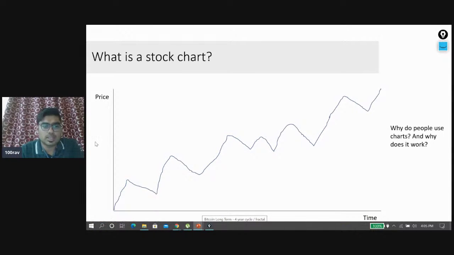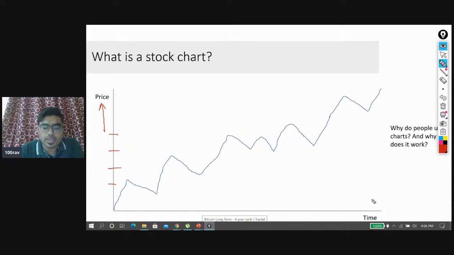So what is a stock chart? A stock chart is basically a plot of price versus time. So the y-axis will have price. So let's say this is 100 rupees, this is 150 rupees, this is 200 rupees, this is, let's say, 250, and so on. So this is how the price is there. And here the time is plotted.